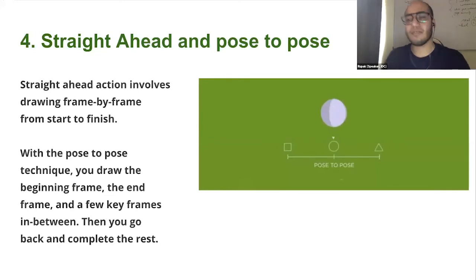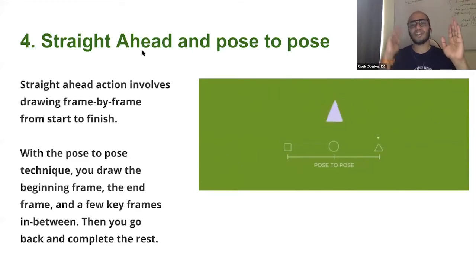Guys, this can be a little tricky one. I will try to explain my best, and you can go ahead and Google it in detail later. Straight ahead and pose to pose are basically two similar principles that are mostly used for frame by frame animations. In pose to pose, take an example of a guy jumping from position A to position B. Now we'll define what the pose of the character will be when he is starting and when he is ending.